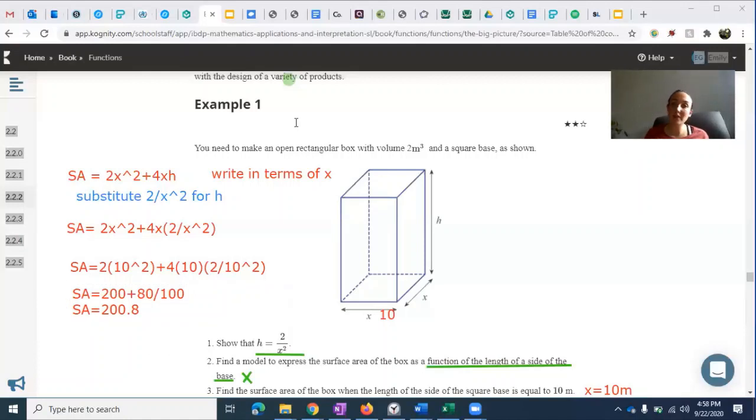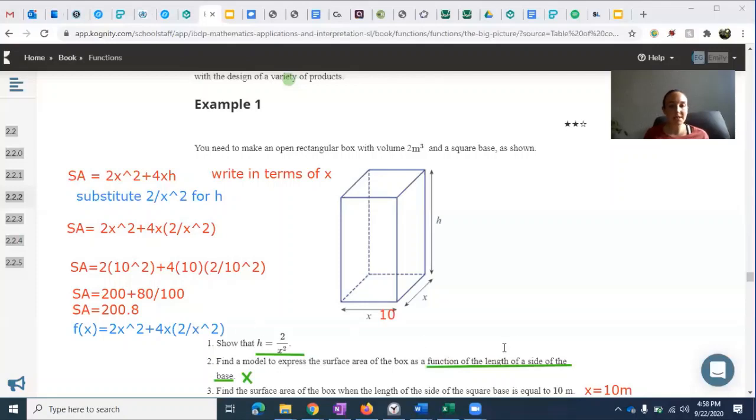Now, if we were going to write this in function form, we might actually write it with f of x instead of writing it with SA for surface area. For example, I might say that my formula is f of x equals 2x squared plus 4x times 2 divided by x squared. Again, if you wanted to simplify this by canceling the x's, I think that would be a very good move to make, but I'm just going to leave it in this form.